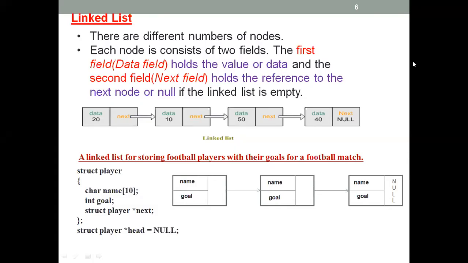So let's go to the linked list, the last slides in this chapter. A linked list means that there are different numbers of nodes in the linked list. Each node consists of two fields: the first field is the data field, and the second field is the next field, a reference to the next node. This is how the linked list is. For example, this is the data field and this is the next field. It will point to the next one like this.